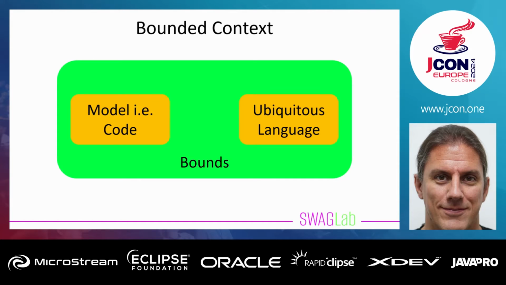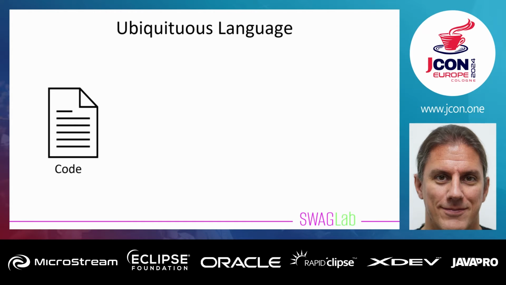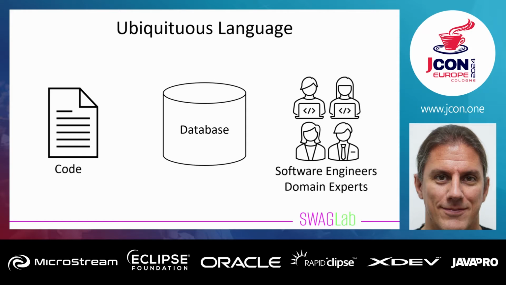Which leads to the question, where is that ubiquitous language? What does it mean for a language to be everywhere? Well, it's something that we should have in the code, that we should have in the database, and that also software engineers or domain experts should talk about. There are some obvious things, a customer, an order. There are some not too obvious things.